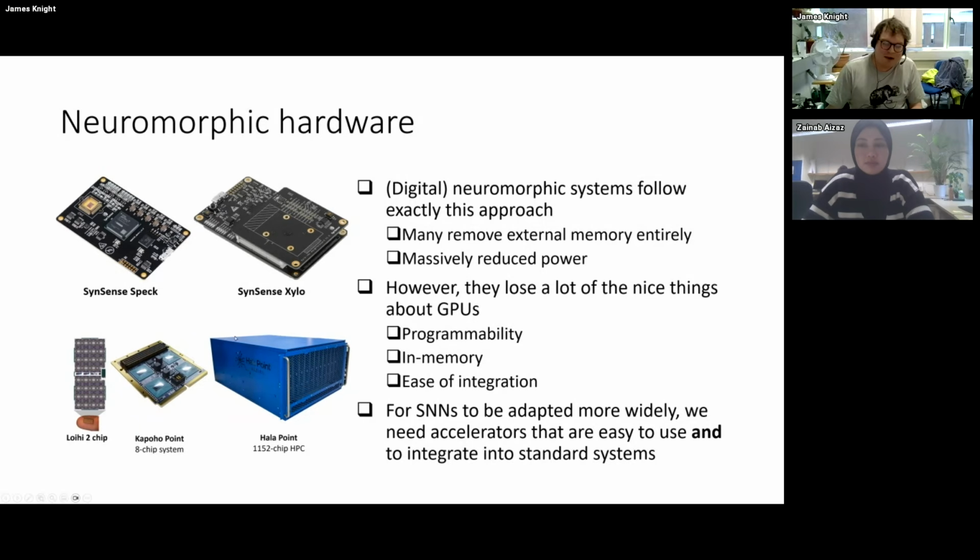So if you feel like you have a lot of money, you can buy one of these Intel Hala Point neuromorphic systems, but it's a big standalone thing of a lot of neuromorphic cores that sits on the network. So it doesn't really act like a GPU server. You have to totally rethink all of your processes to use something like this. So we strongly believe that for spiky neural networks to be adopted more widely, we need accelerators that are easy to use and to integrate into standard systems. So they're easy to program and they're more standard looking.